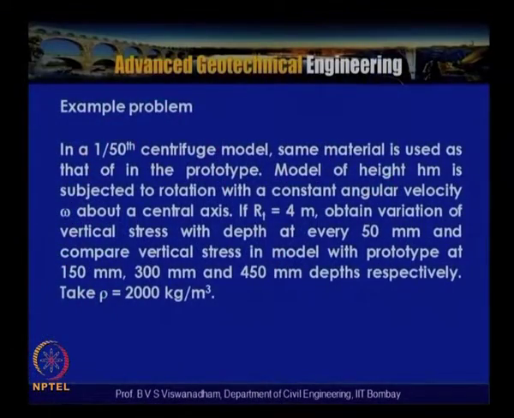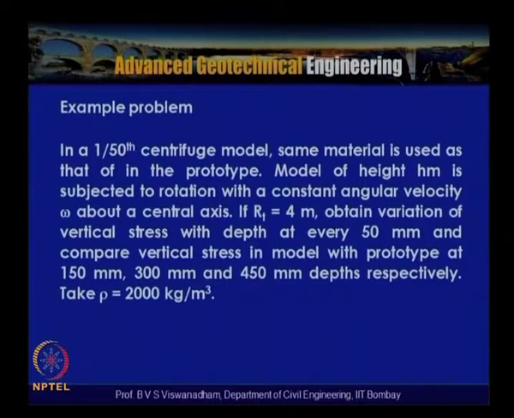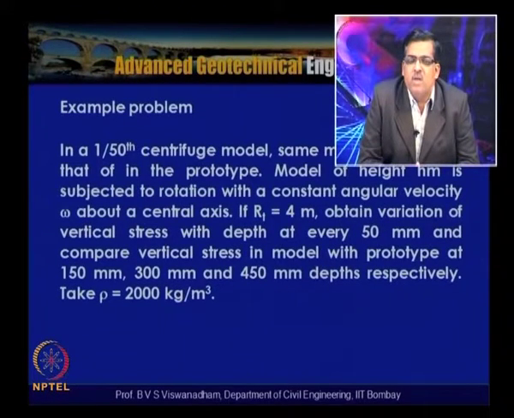In the example problem, whatever we have discussed just now, an example is given here. In a 1/50th centrifuge model, the same material is used as in the prototype. That means the rho in model and prototype are identical, and the model of height Hm is subjected to rotation with a constant angular velocity omega about a central axis. If RT is equal to 4 meters, obtain the variation of vertical stress with depth at every 50 mm in the centrifuge model, and compare vertical stress in model and prototype at 50 mm, 150 mm, 300 mm and 450 mm depths respectively.